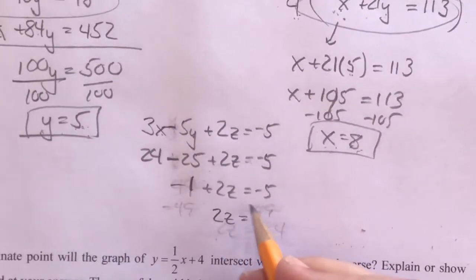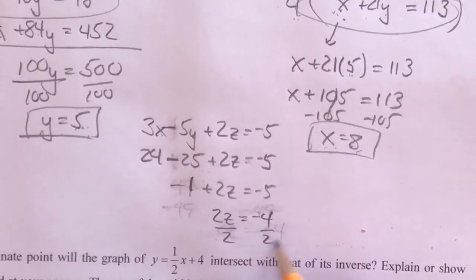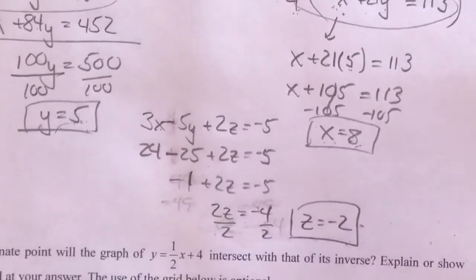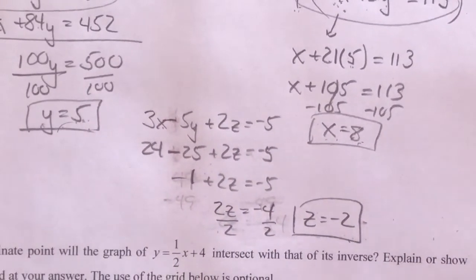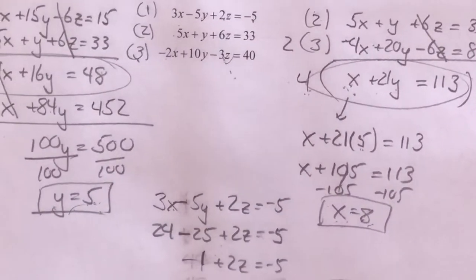2z equals negative 4. Divide by 2. z is equal to negative 2. What a pain, right? But anyway, we got the answer. Easy to make a mistake. The one you got is a little bit easier. This is a tough one, but I put it as an example.